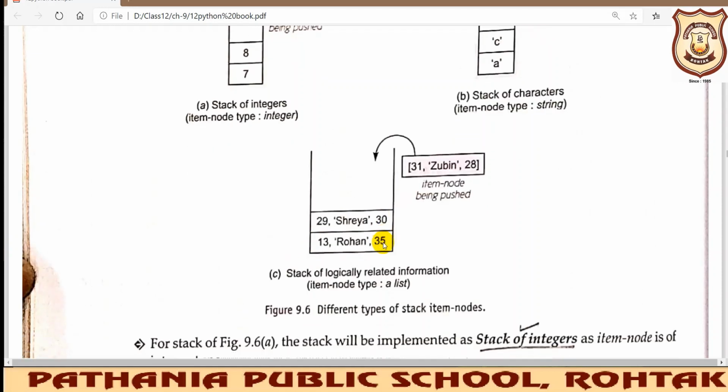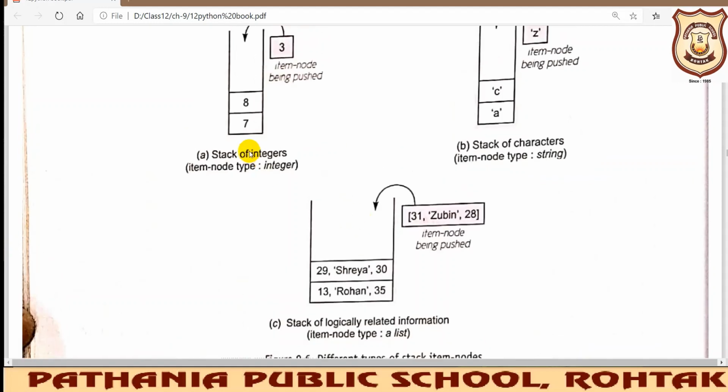Similarly, the rest of the operations, meaning insertion, deletion, searching, will be the same. The difference is that here we were inserting an integer, here we are inserting a character, but here we will be inserting a list, that is a combination of different data.